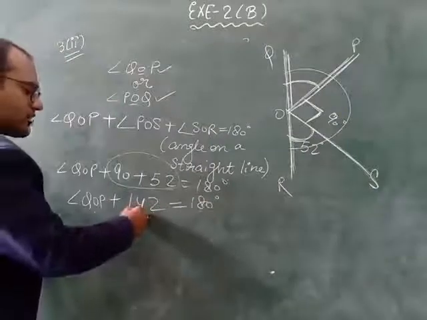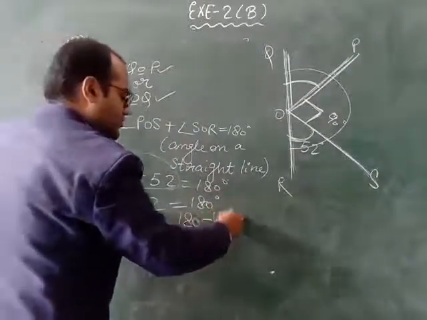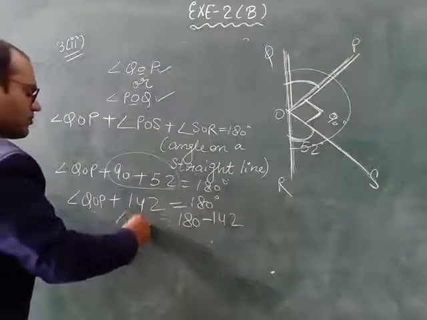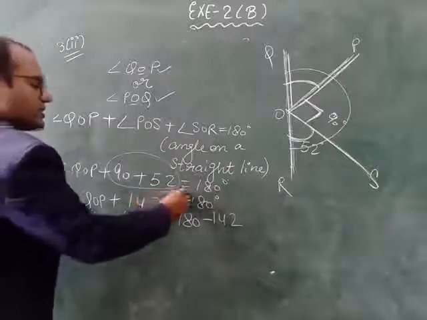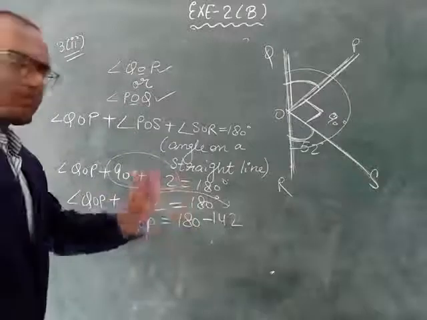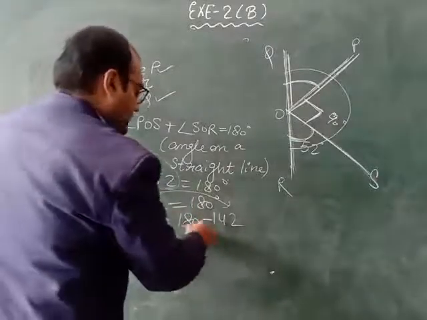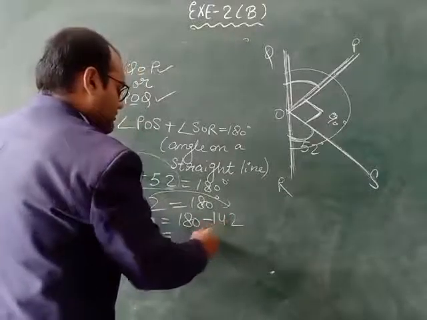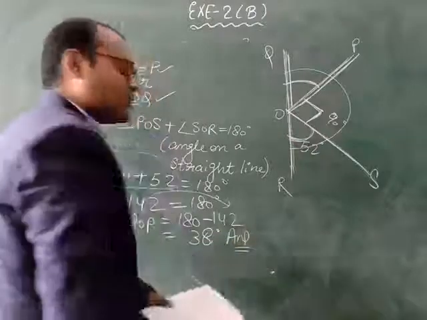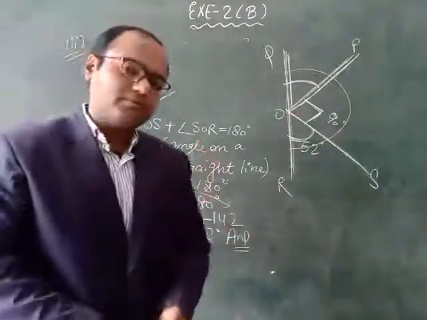180. Now this plus 142 we will bring on right hand. So it will become 180 minus 142. On the left hand, we will have QOP. This plus 142 will come on right hand, so plus 142 will become minus. Now on subtracting these two, we will get 10 minus 2 is 8, 17 minus 14 will be 3. So our answer of this second part is 38 degree. So like this you have to do question number 3rd.